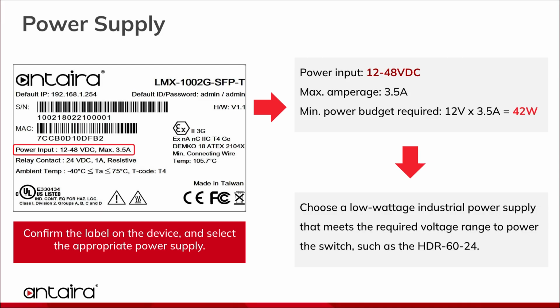Given the power input specifications for the switch, we can calculate the maximum power that the switch can handle and, consequently, ensure that you are providing adequate power. When choosing a low-voltage industrial power supply, the minimum power budget required can be calculated by multiplying 12 volts by 3.5 amperes, which equals 42 watts. The industrial power supply model HDR-60-24 is an example that meets the requirement.